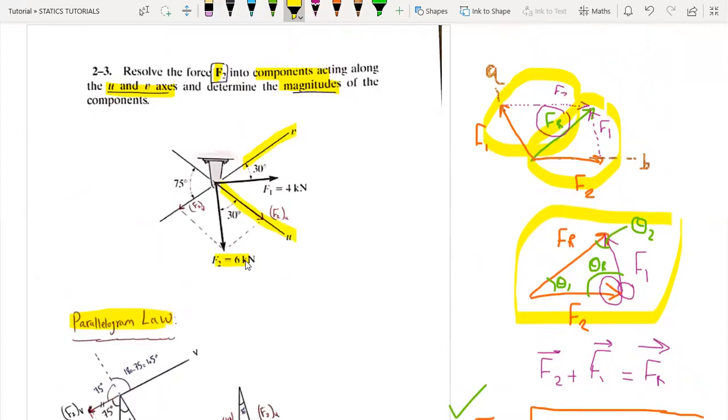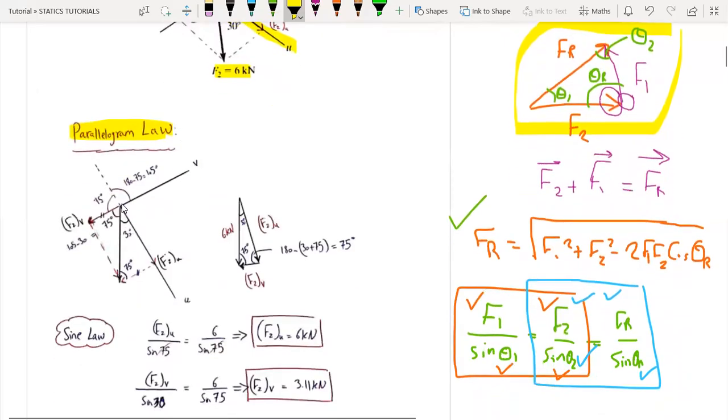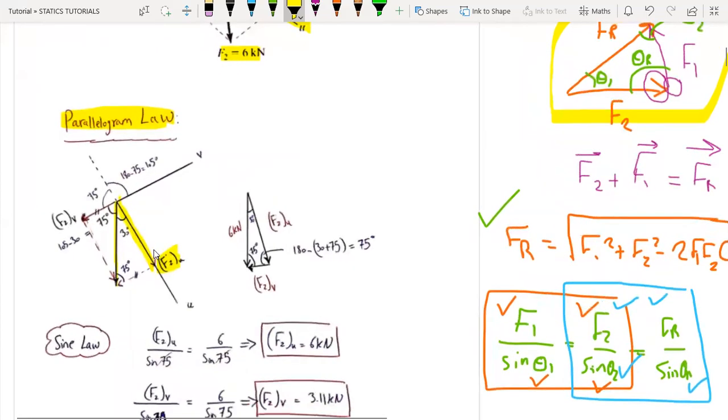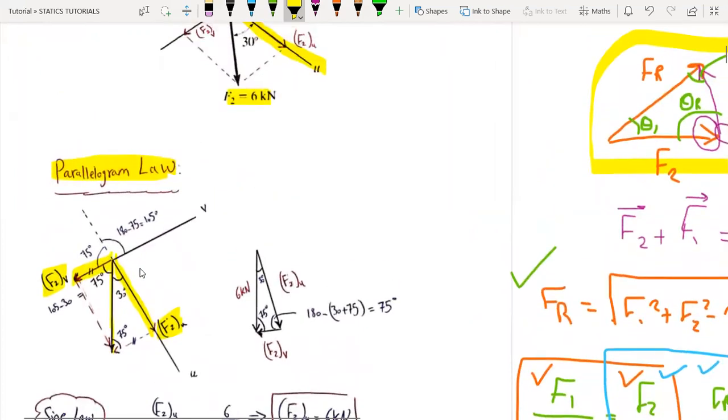And here is F2 equal to 6 kilonewtons. So we are going to construct the parallelogram. So here is F2, which equals 6 kilonewtons. The component along the U axis is called F2U, and the component along the V axis is called F2V. And we should be careful here when we are trying to find the angles.